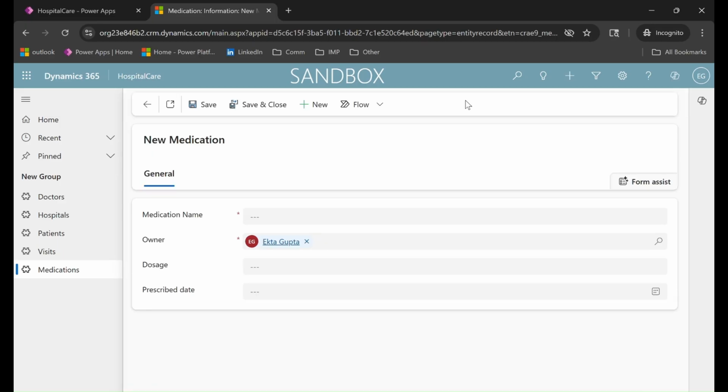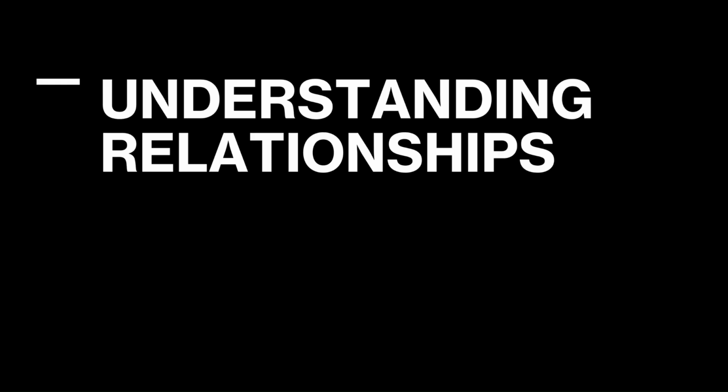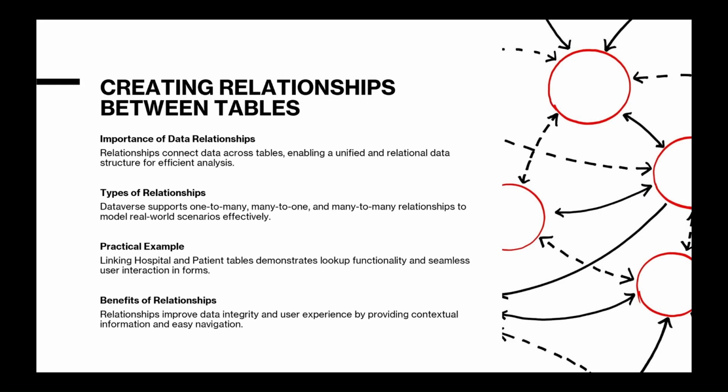So here is my medication table. Now relationship plays a very important role in connecting tables together. Using this only, we can connect different tables like patient to a hospital or a visit to a doctor. We have three types of relationships: one to many, many to one, and many to many.